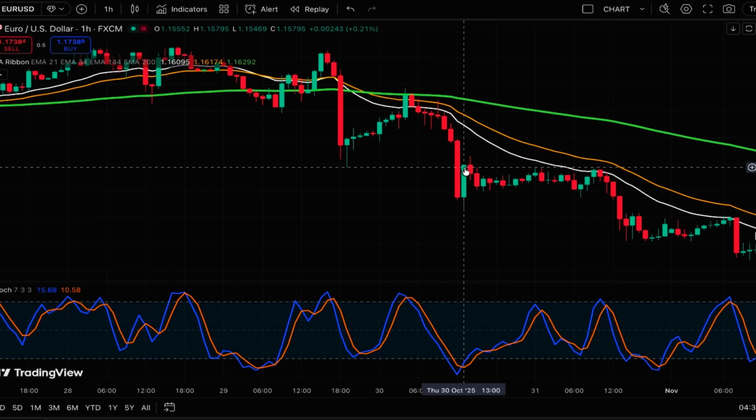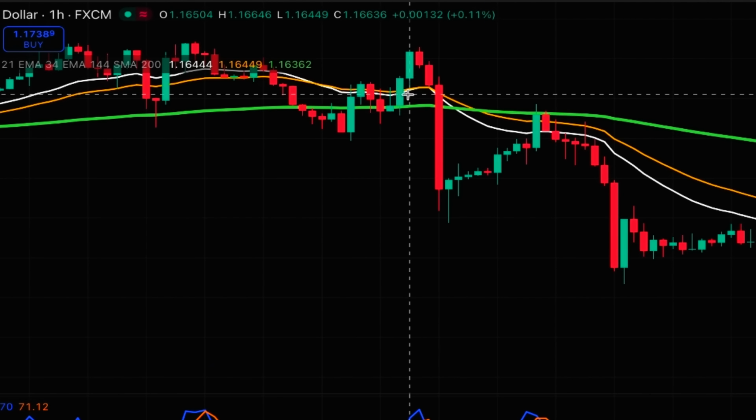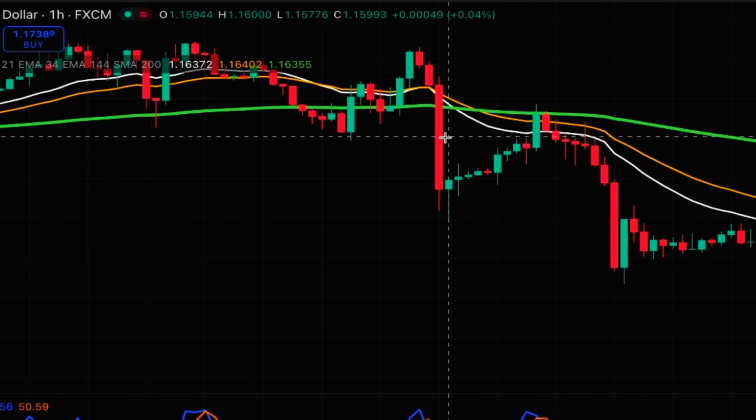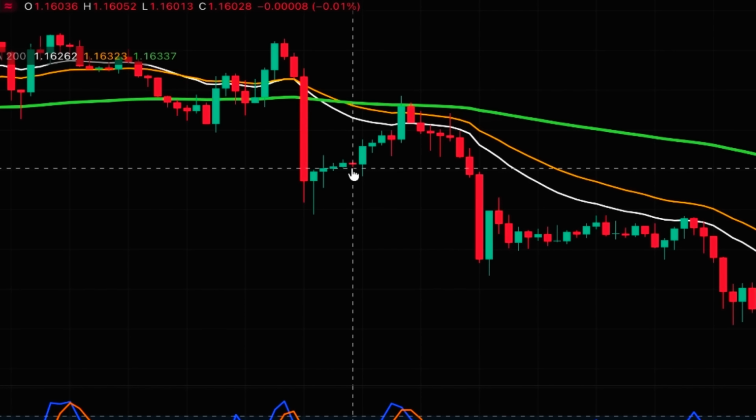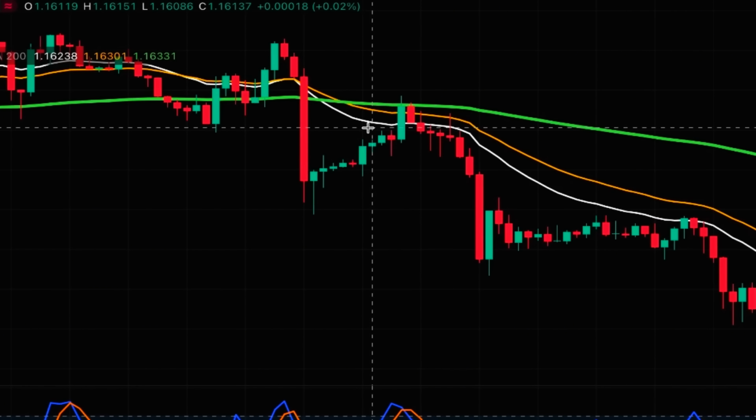We want a situation exactly like this, where the price from above the green line crosses the green line and goes below the green line, and after that the white line and the orange line also go below the green line. When we have this situation that the price is below the green line and the white line is below the orange line and the orange line is below the green line, it tells us that the price probably turned to a downtrend and the minor trend is also down.